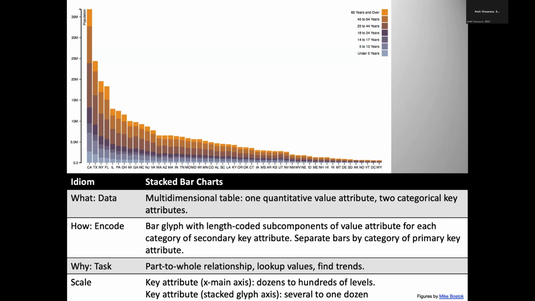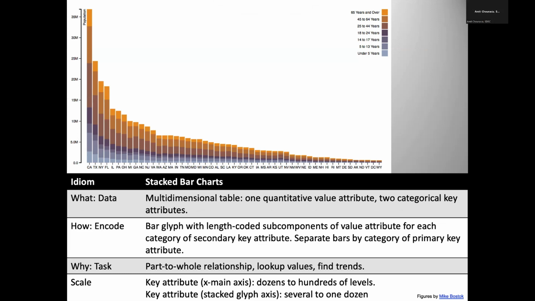If we are looking at scale along the x-axis, we can again do dozens to hundreds of levels. But on the vertical scale, how many categories can we insert into a stacked bar chart? If we put in more than a dozen categories, we are going to have trouble with colors, because we'll have colors which may not be fully separable.